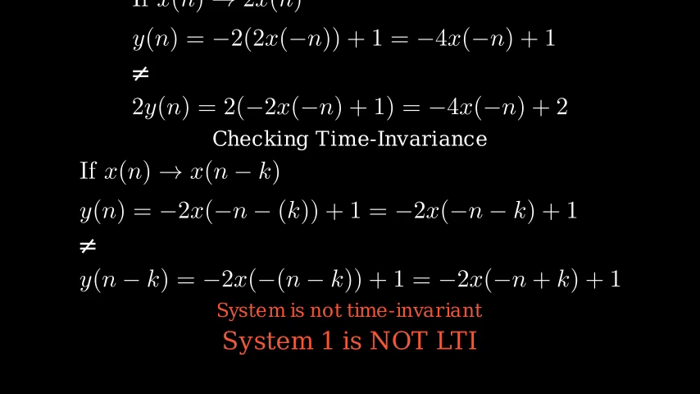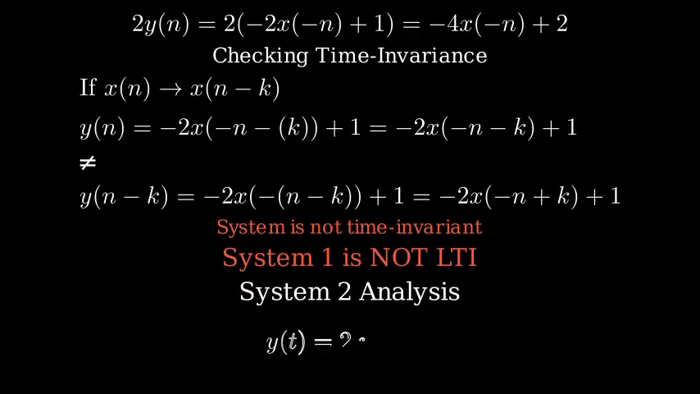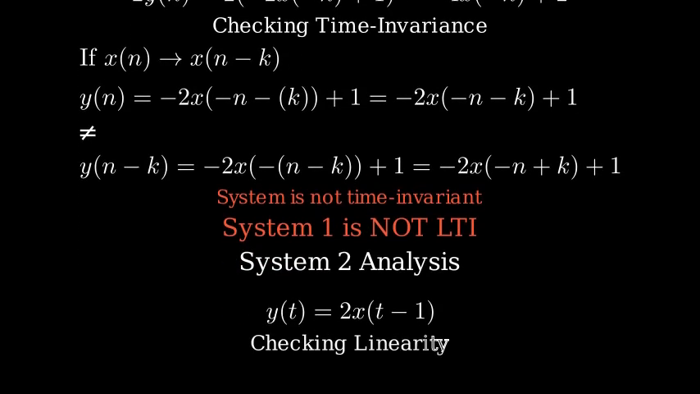Now, let's analyze the second system, y of t equals 2 times x of t minus 1. Again, we'll check both linearity and time invariance. For linearity, we need to check if the system has any operations that aren't scaling or addition. This system only has a scaling factor of 2 and a time shift of -1. There are no constant terms or nonlinear operations.